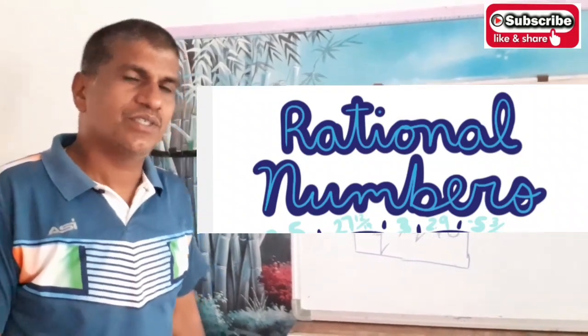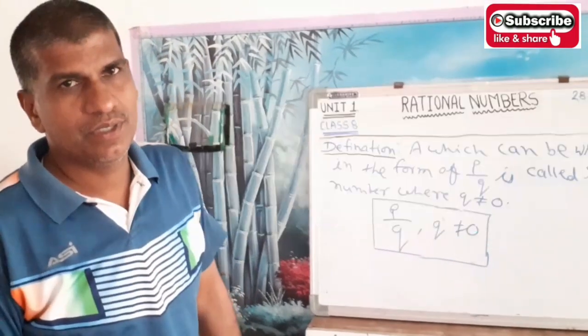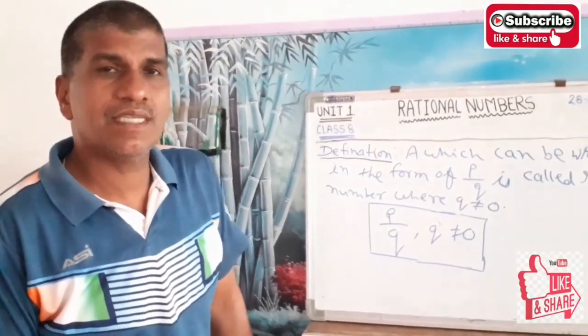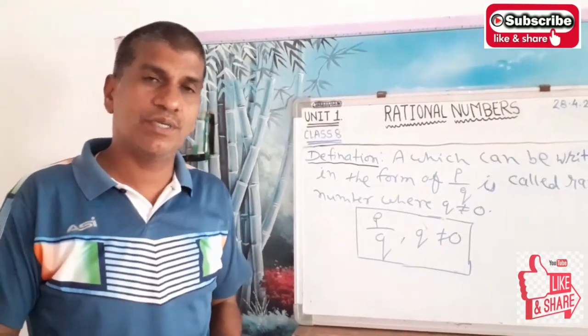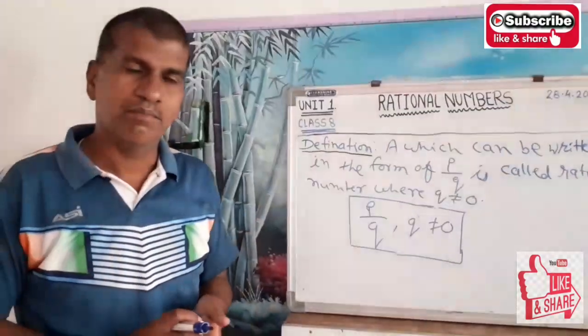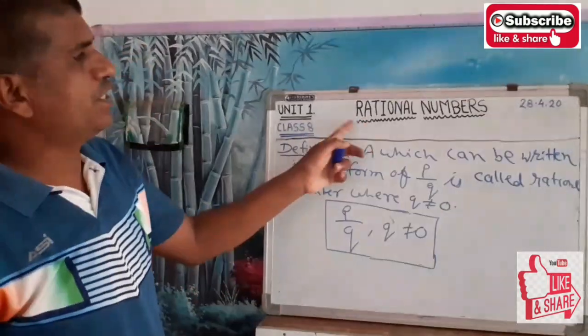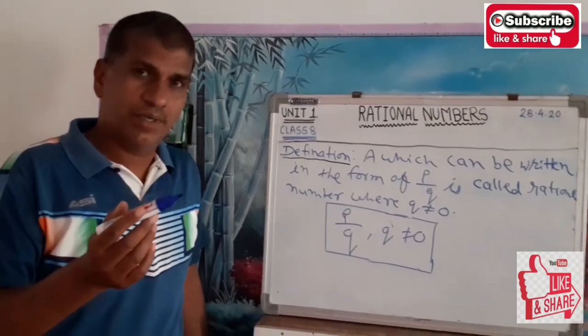Hello students, today I am going to discuss rational numbers. In the previous class you have already studied natural numbers and whole numbers. In class 8 maths, chapter 1 of the NCERT book, is rational numbers. First I am going to tell you what a rational number is.